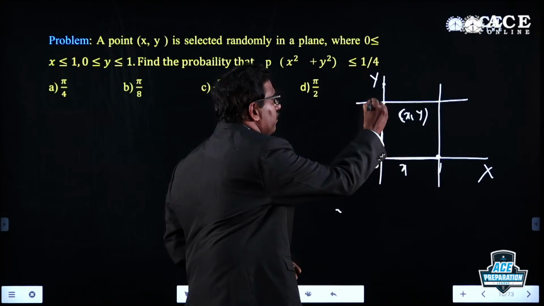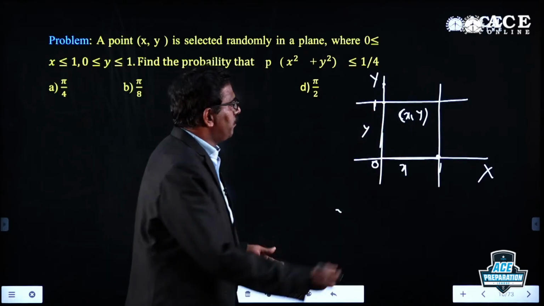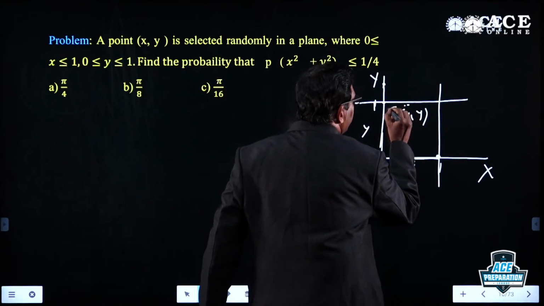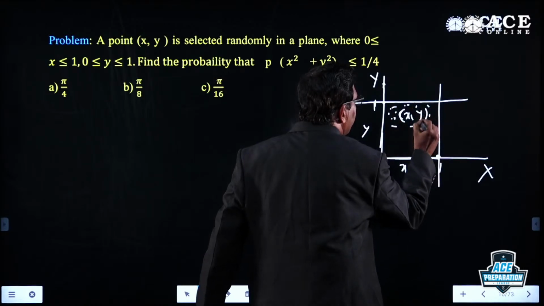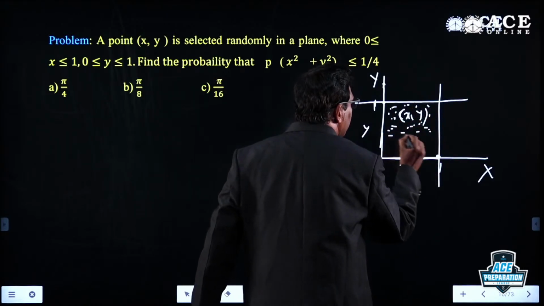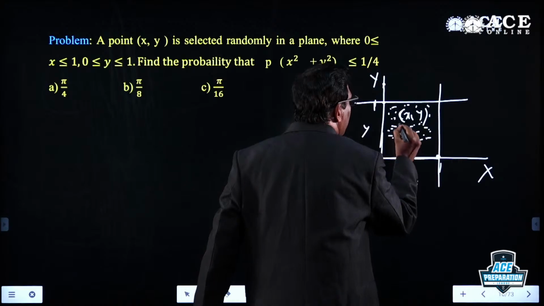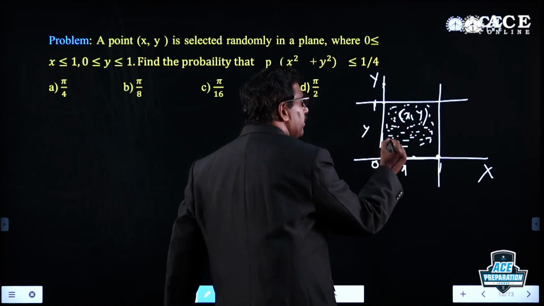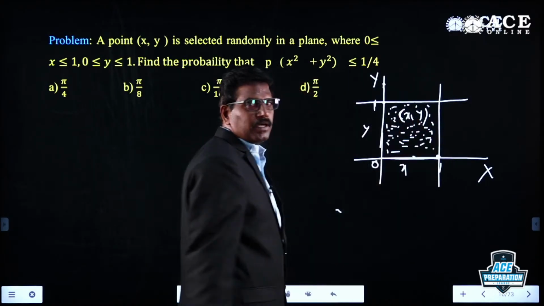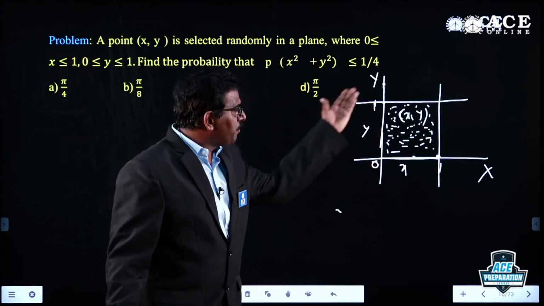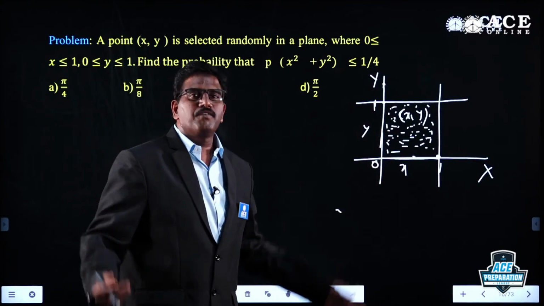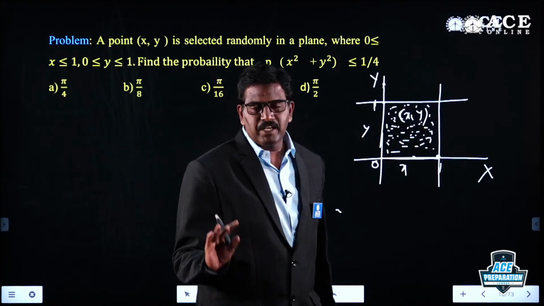Maximum value of y is up to 1, that is, in between 0 to 1 only. No doubt you can take any point (x, y), you can choose any point randomly here. So the denominator is all possible points within this portion. How many points are there in this portion? Infinite number of points. Will you take infinity as a denominator?